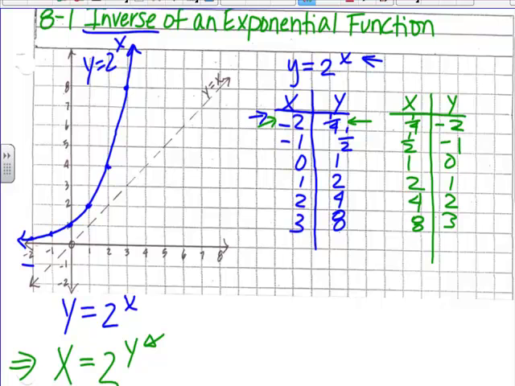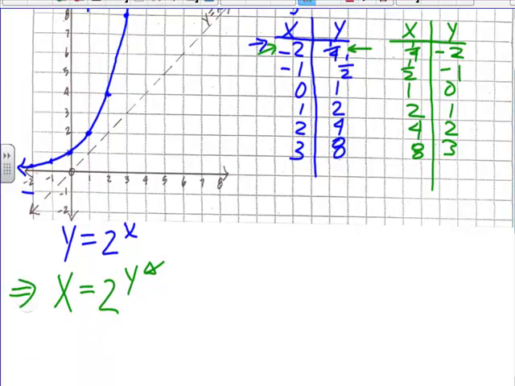So I'm going to come over here on my same graph, and I'm going to graph 1/4, -2, 1/2, -1, 1, 0, 2, 1, 4, 2, and I'm going to come out here and graph 8, 3. And as best I can, I'm going to go ahead and graph this in.